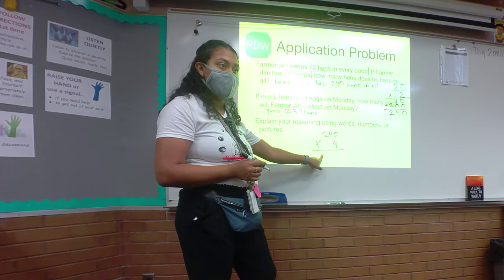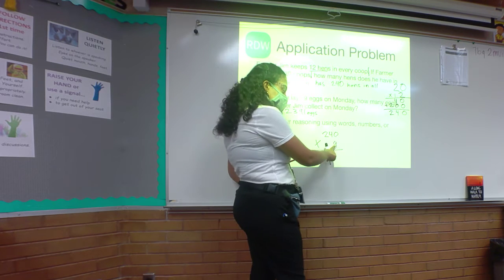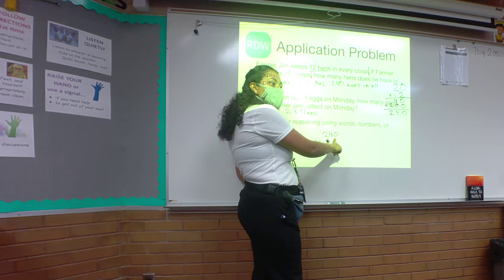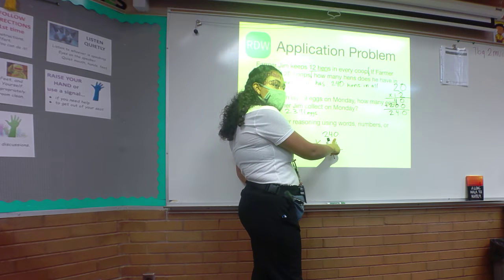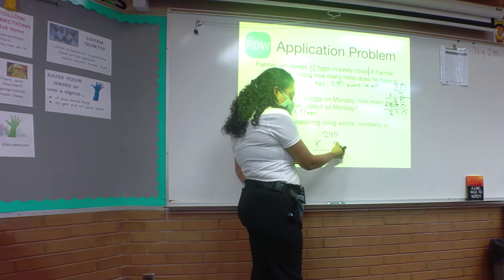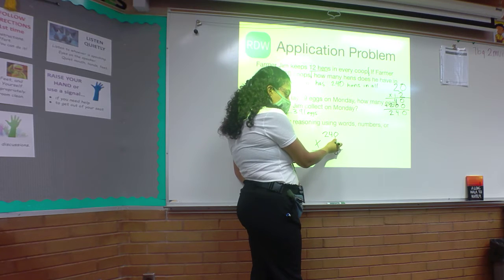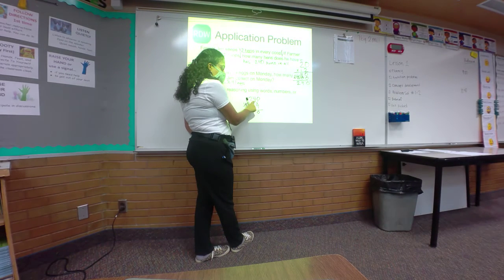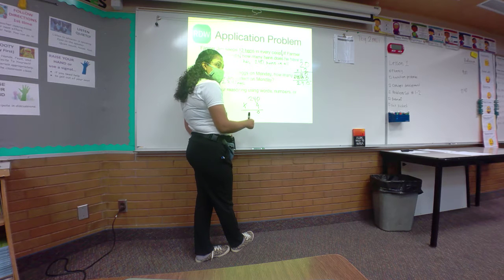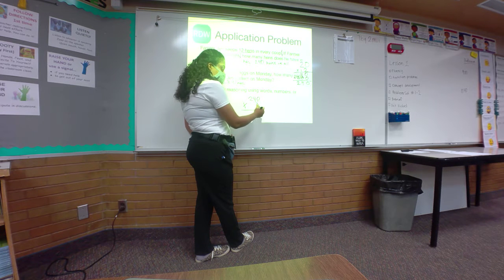Okay, so now let's multiply. So we have 9 times 0 is 0. Now we have 9 times 4 in the tens place. So 9 times 4 is 36. So we can only have one digit per place value. So 6 here and carry the 3.